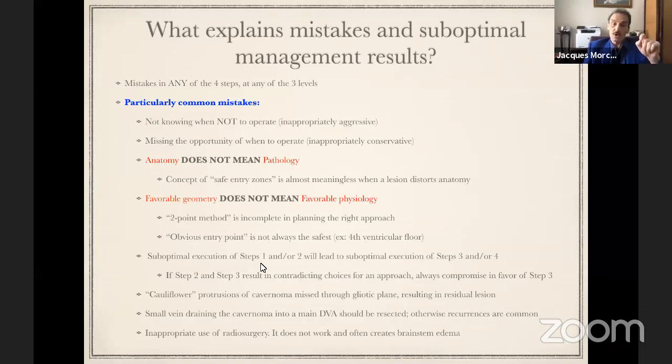Suboptimal execution of step 1 and step 2 will lead to suboptimal execution of step 3 and step 4. If step 2 and step 3 contradict each other, you should choose in favor of step 3.